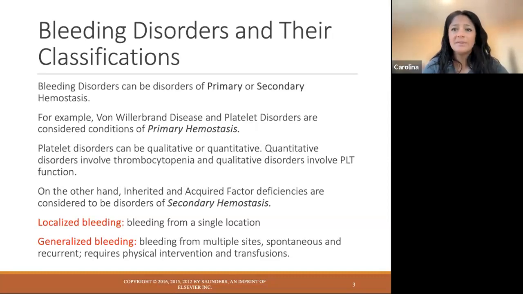So let's talk about some terms that we just need to know before we start this lecture. Localized bleeding is bleeding in a single location, and generalized bleeding is basically bleeding from different sites or multiple sites. It could be spontaneous, it can be recurrent, and it requires physical intervention and transfusions to basically save the patient.